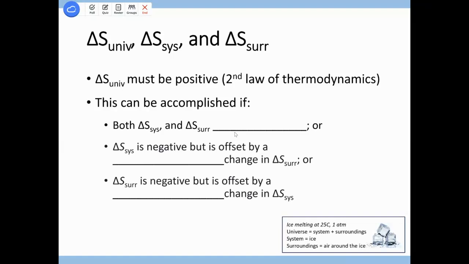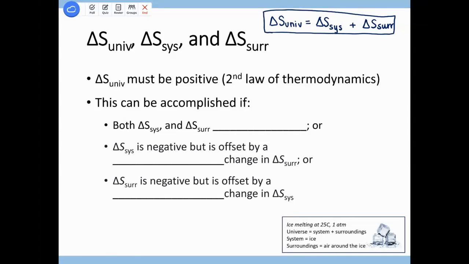So the delta S of the universe is equal to change in entropy of the system plus change in entropy of the surroundings. So this is a key equation. We will use this to solve some problems. So I want to make sure you have that written down.